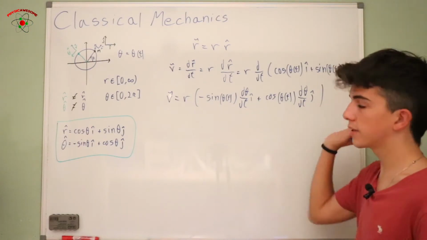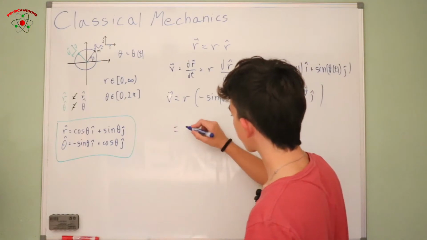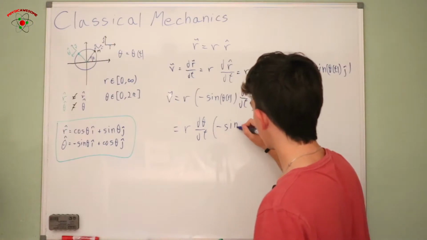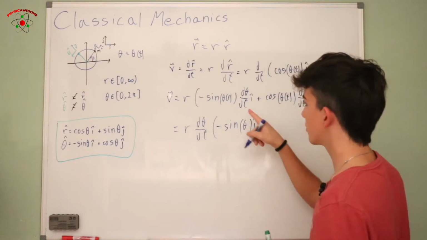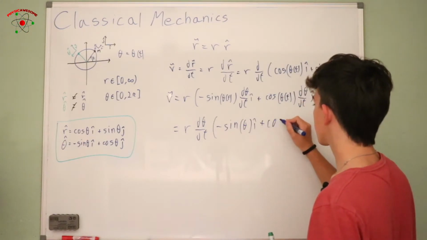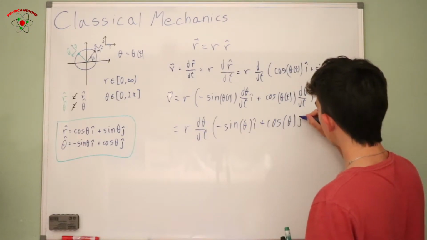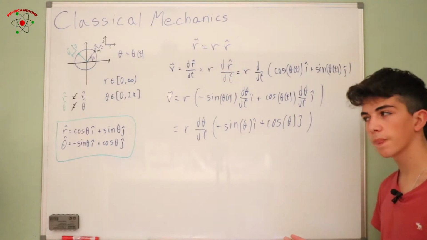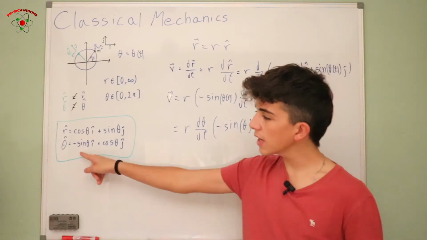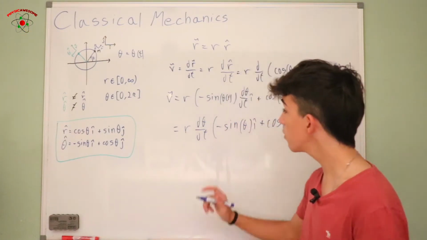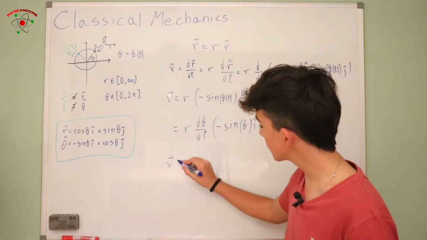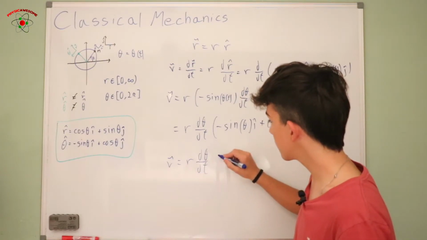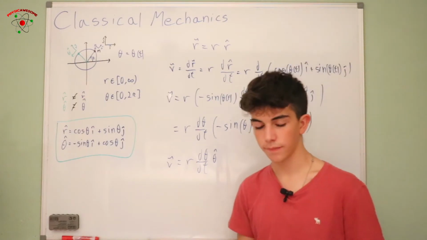Then let's take the d theta dt out of the parentheses, and we have d theta dt times minus sine theta. Let me drop the time dependence of those. Let's just assume it's in there, and the j hat direction. But this expression is familiar, and indeed it is the theta hat vector. Therefore, we will have that the velocity is equal to r times d theta dt in the theta hat direction.